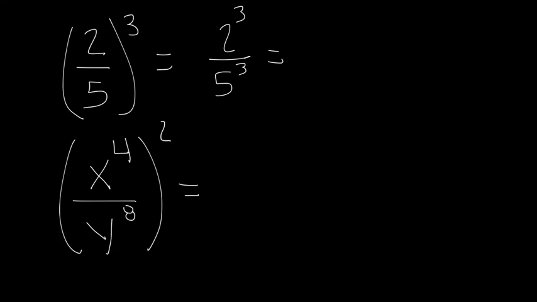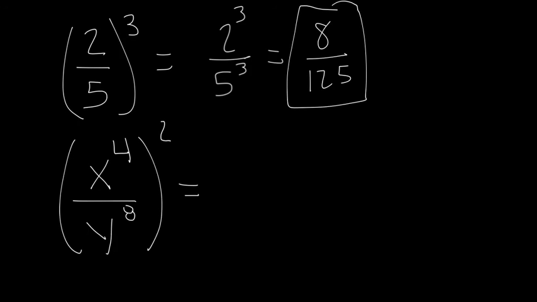Since these are both numbers to small exponents here, we can actually simplify it further by doing the 2 to the 3rd, which is 8. 5 to the 3rd would be 5 times 5 is 25, times 5 again, you would get 125. Is there a common factor between 8 and 125? No. So that is your final answer on that one.